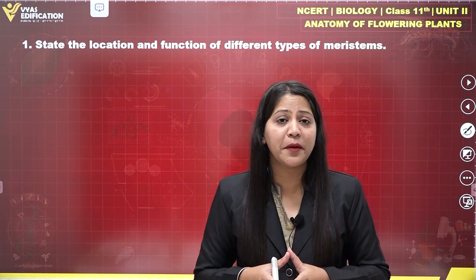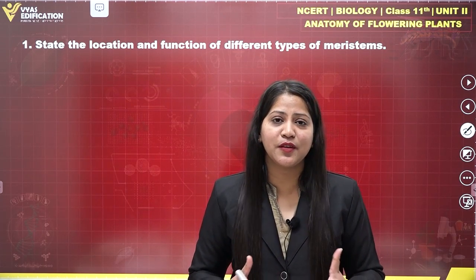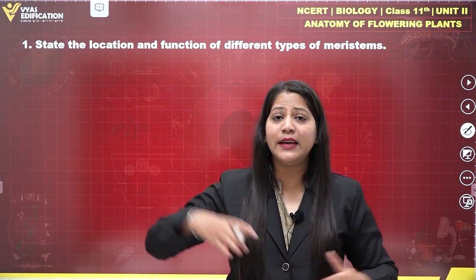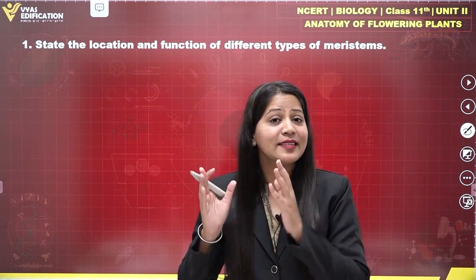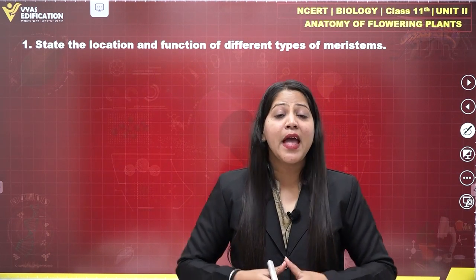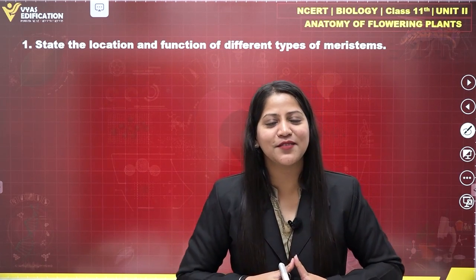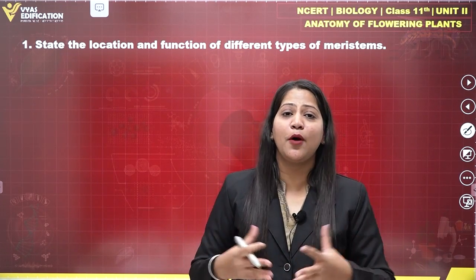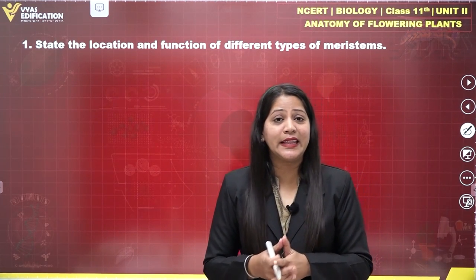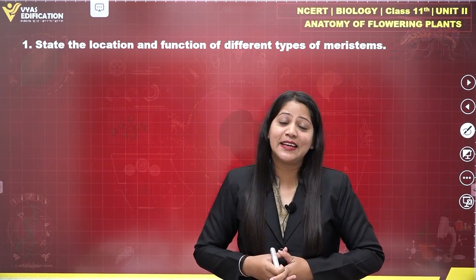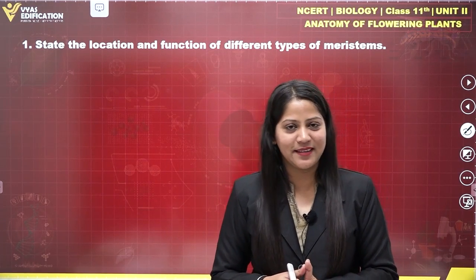Now, what is the function of apical meristem? It helps in the growth in length and also forms primary tissue. So this is the function of apical meristem, that all the primary tissue is formed with the help of this apical meristem, and also the contribution in the length of a plant is coming from apical meristem.